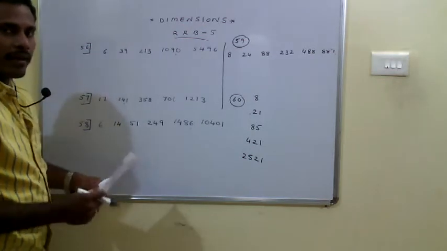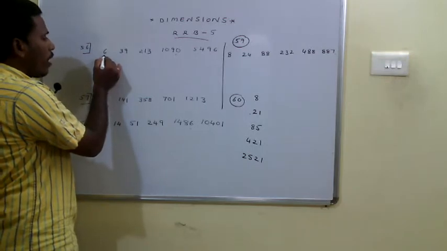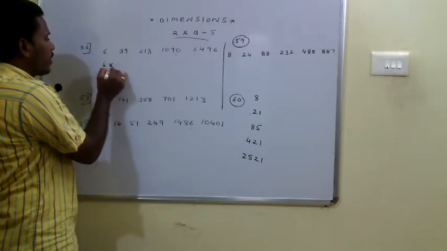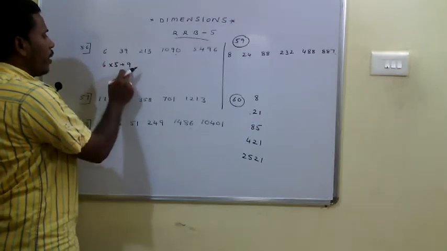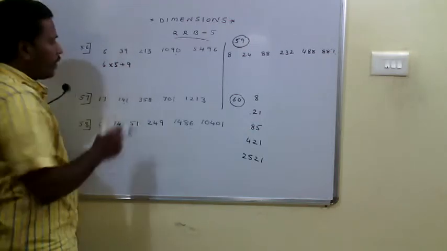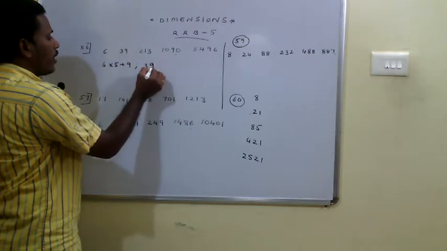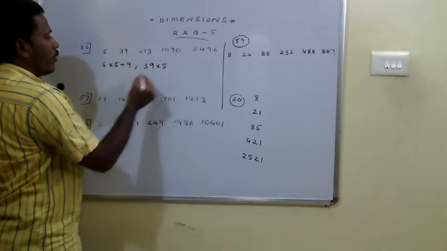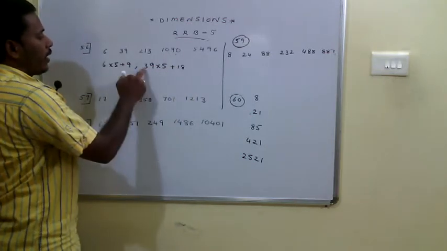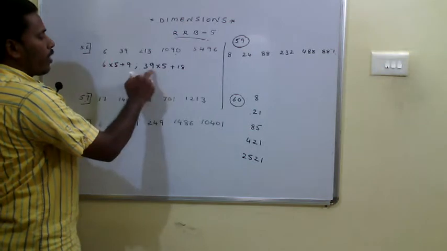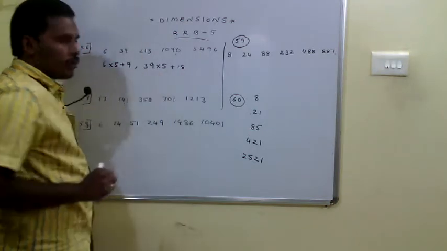Okay, the pattern involved in the series is how 39 will become from 6. It is nothing but 6 into 5 plus 9 is 39. 6 into 5 is 30 plus 9 is 39. Then the same rule applied for 39 with a little bit of difference. That means 39 into 5 plus 18 we need to do. 39 into 5: 3 into 5 is 150 and then 9 into 5 is 45. 150 plus 45 is 195, plus 18 is 213.